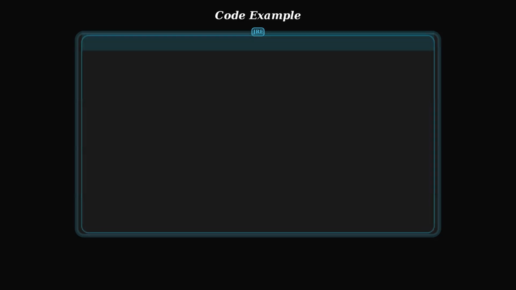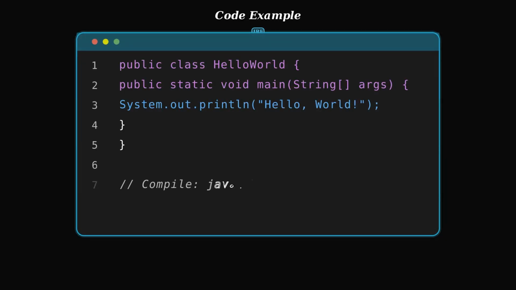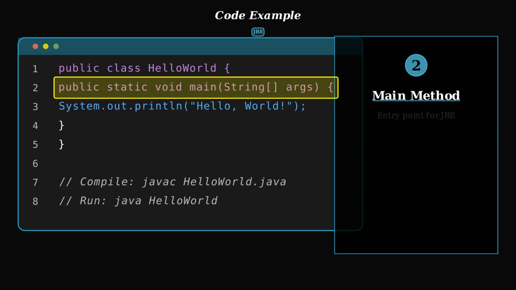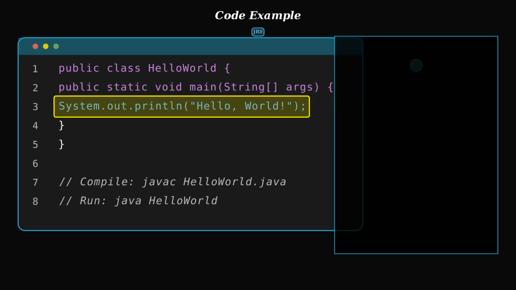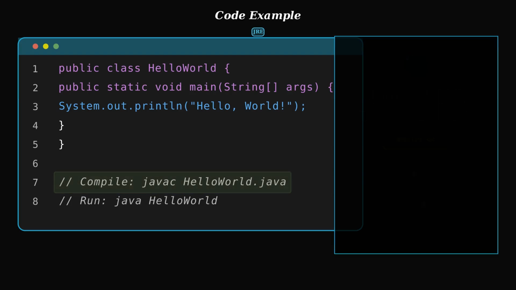Let's see how to implement JRE in code. Here is the implementation. Define class. Create a Java class. Main method, entry point for JRE. Print statement, output text to console. Run with JRE. Execute compiled bytecode. Now let's see the output of this code.